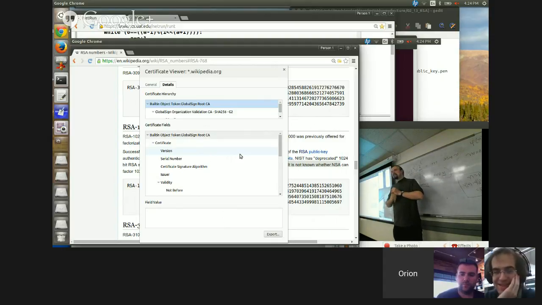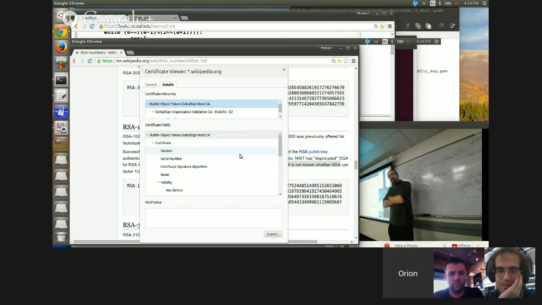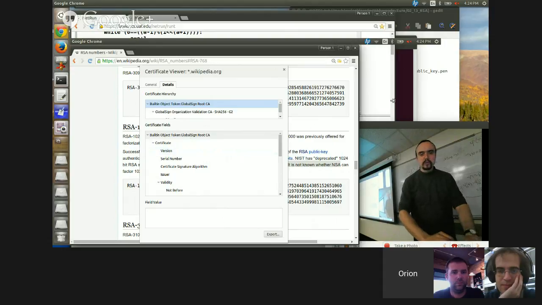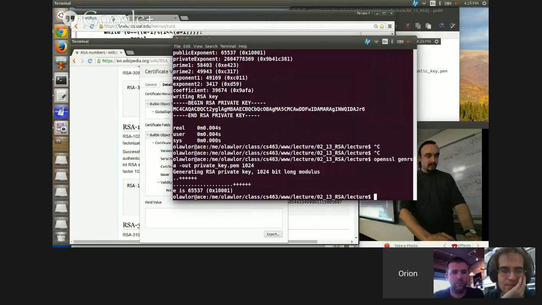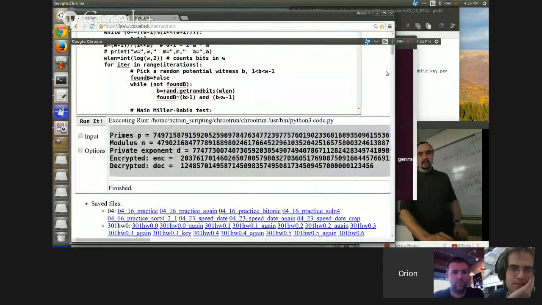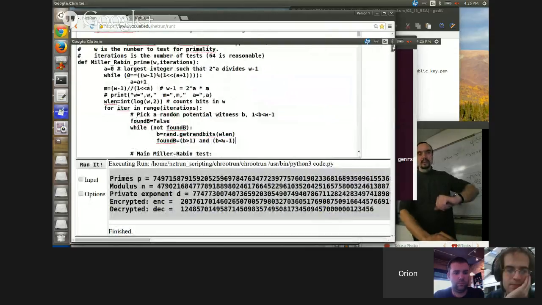The other popular one: anybody can make up their own. It's really easy to generate public keys and private keys. It turns out you can do this on the command line, or with a tiny bit of Python. We never talked about Python.